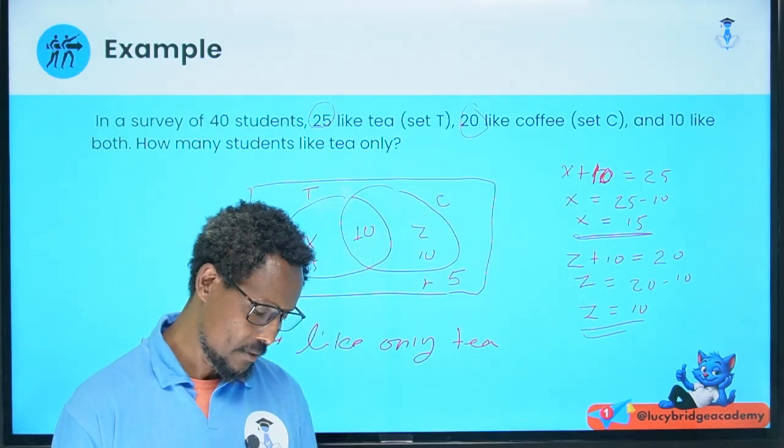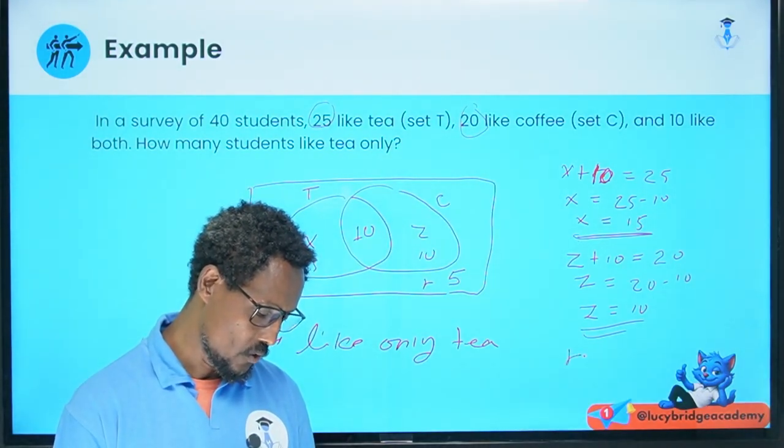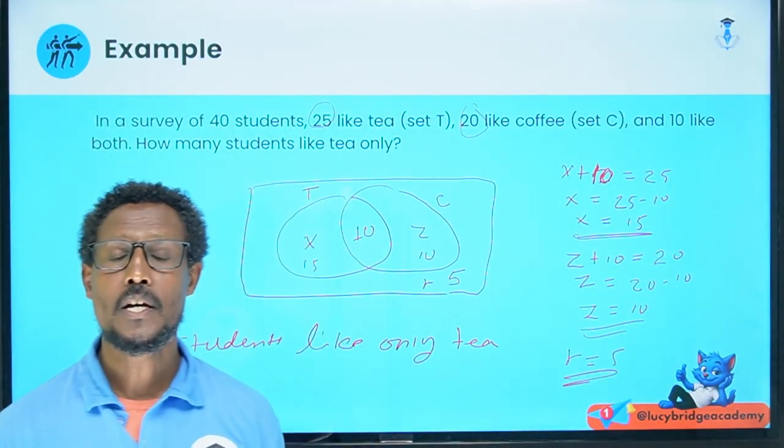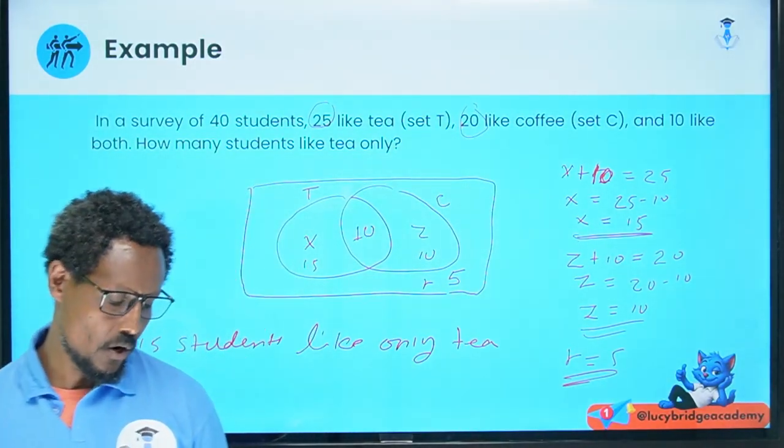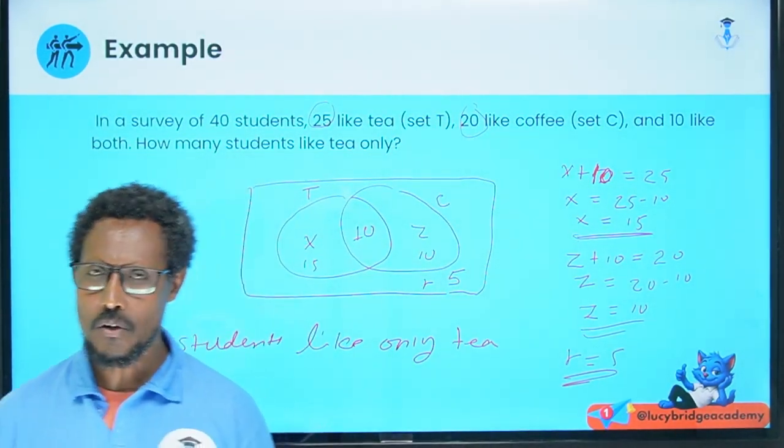R, didn't we say R? That R is equal to 5. 5 means those students who like neither coffee nor tea.